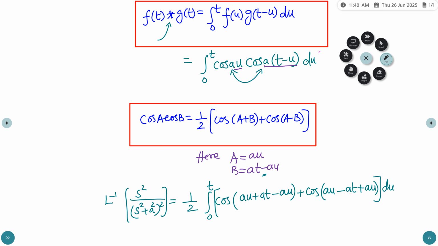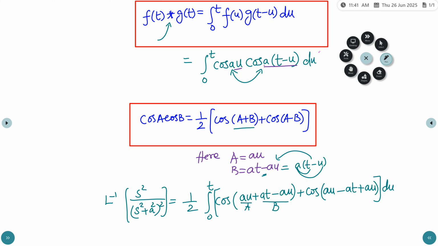Is it clear? Instead of A we are having au, instead of B we are having at minus au. So in this formula we have A plus B, and this is our B. B is a into t minus u, and this B can be rewritten as at minus au. So I take B as at minus au.